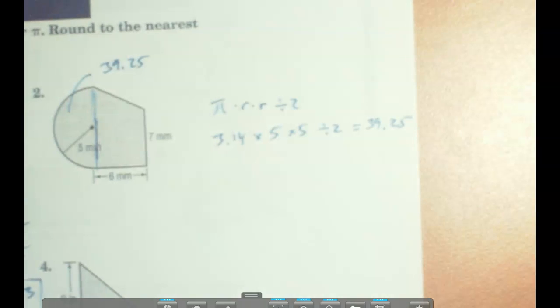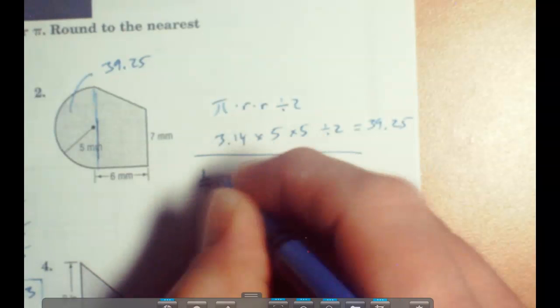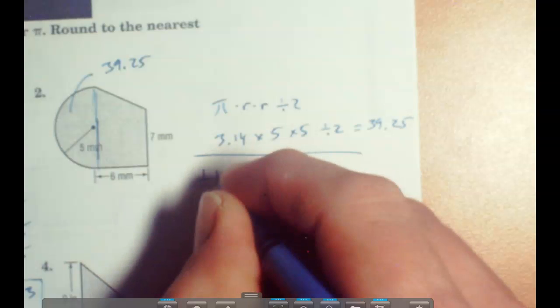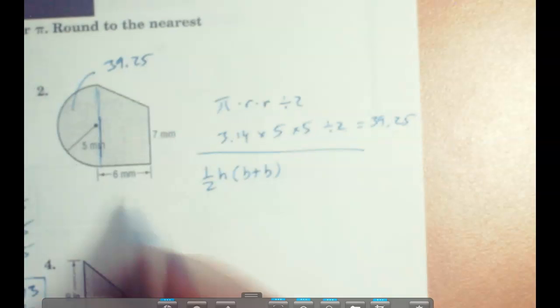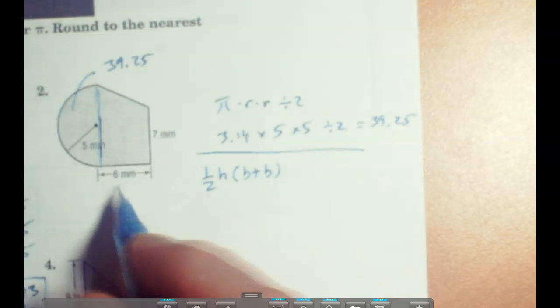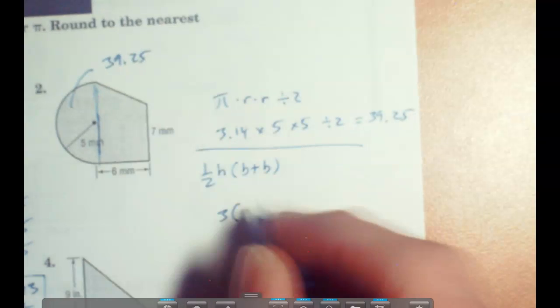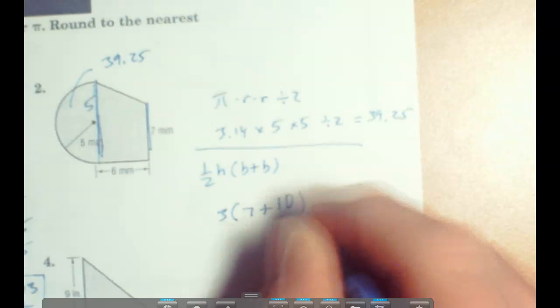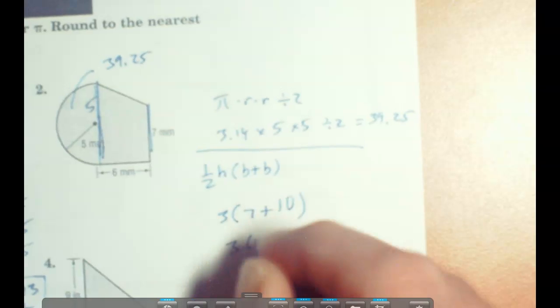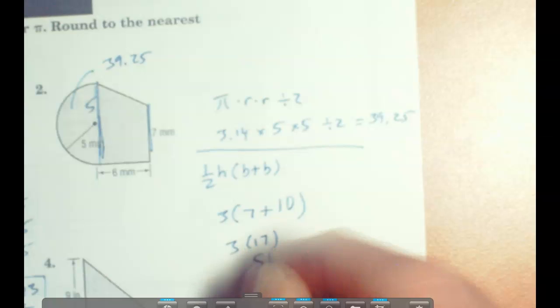Now we need to find the area of the trapezoid. Well, the area of a trapezoid is going to be 1/2 the height times the base plus the base. So 1/2 the height is 6, so 1/2 of that's going to be 3 times the bases. Well, this base is 7, and this one's got to be 10. If the radius is 5, that means this is 5, and then double that would be 10. So this is going to be 3 times 17, which is 51.